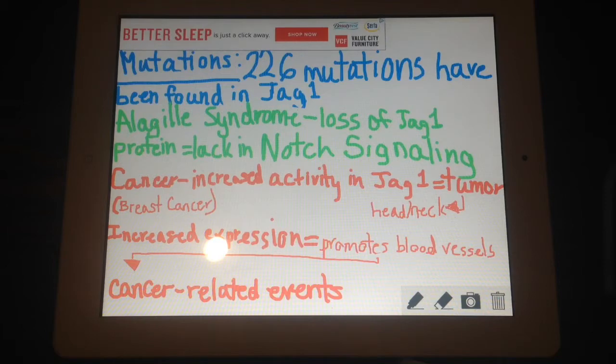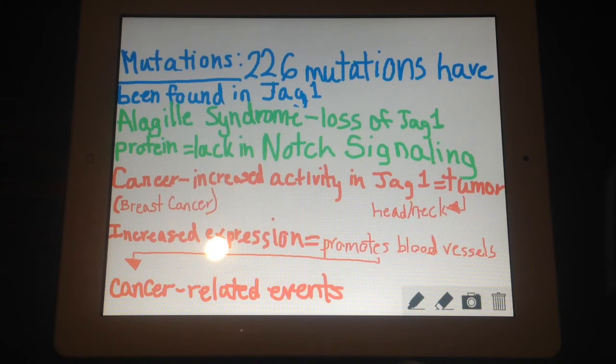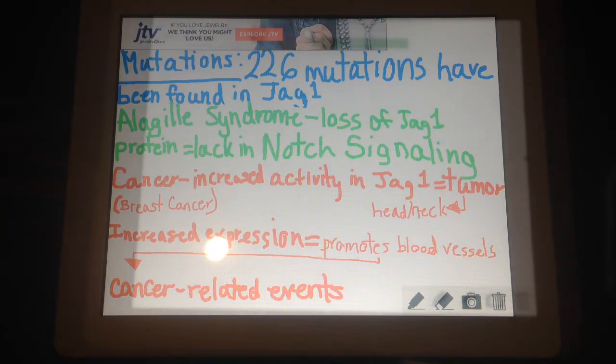An increase in activity can lead to tumors such as head and neck tumors and breast cancer. Increased expression also can be a cause of cancer. This may lead to the promotion of blood vessels that can nourish or grow the tumor and enhance other cancer-related events, including cell division or proliferation and the inflammatory response.